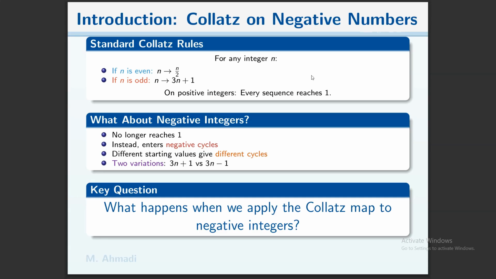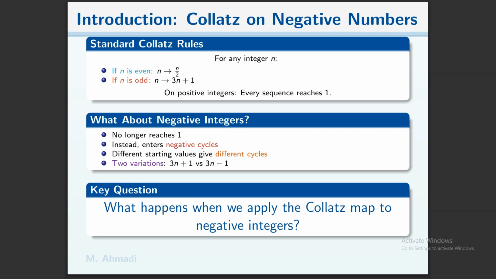So, the standard Collatz rule for any integer n: if n is even, then the result is n over 2. If n is odd, then the result is 3n+1. On positive integers, every sequence reaches 1. What about negative integers? They no longer reach 1. Instead, they enter negative cycles. Different starting values give different cycles.